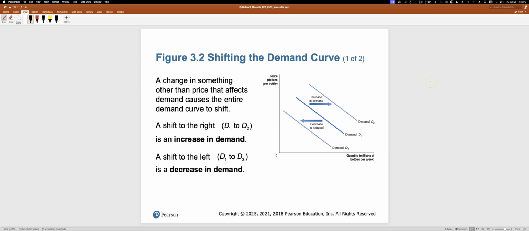Now, what we can also see, though, is that we can sometimes shift the entire curve. Now what we're doing is we are relaxing ceteris paribus.